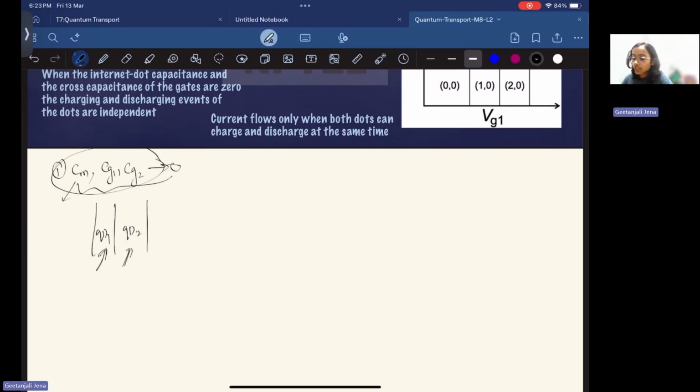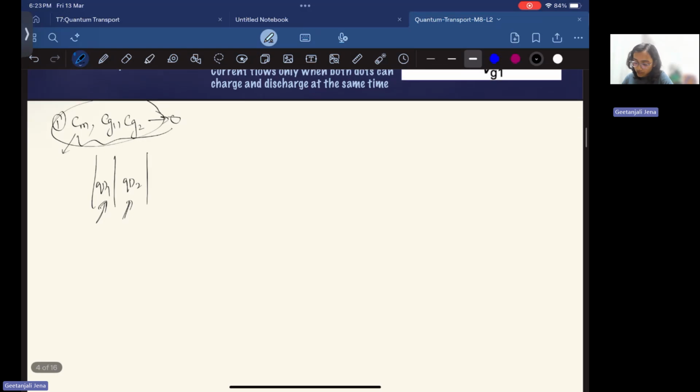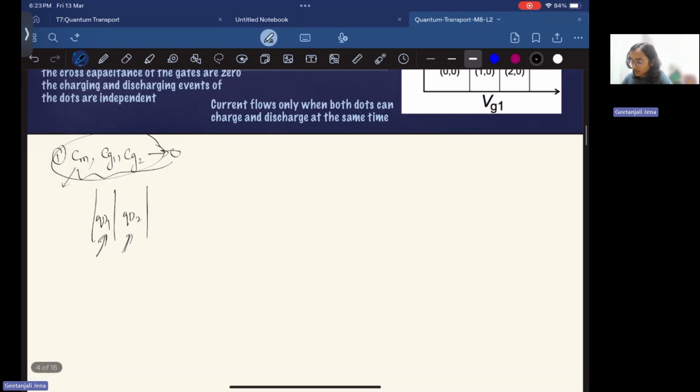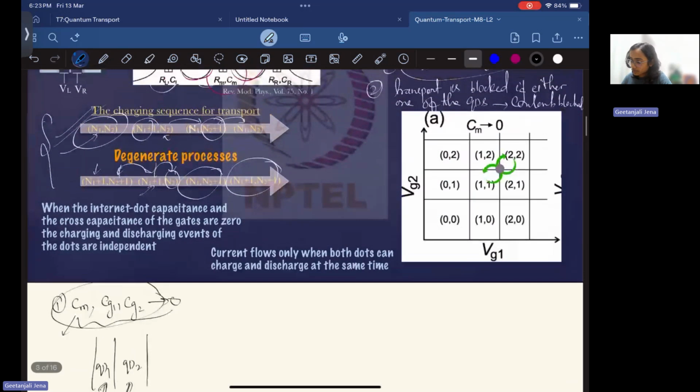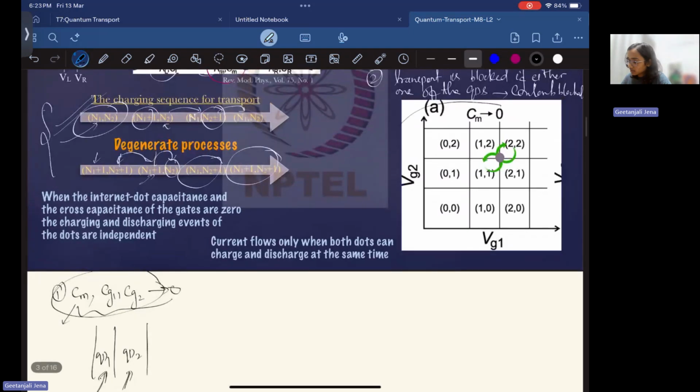Remember that we are only focusing on the low bias region. We'll see what happens in the higher bias region later. If you recall, in the higher bias region we'll see a bias triangle. But for the low bias region, let's see what the charge stability diagram looks like. If you look at this figure, this is the schematic of a charge stability diagram for the case where Cm, Cg1 and Cg2 are 0.